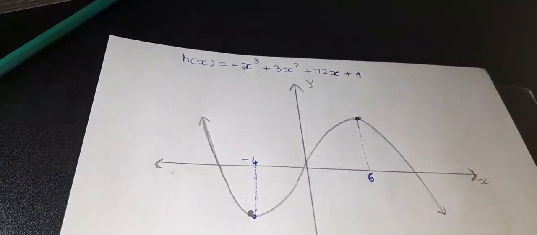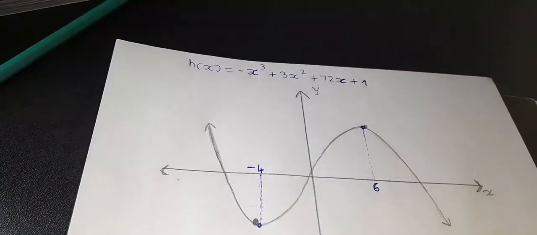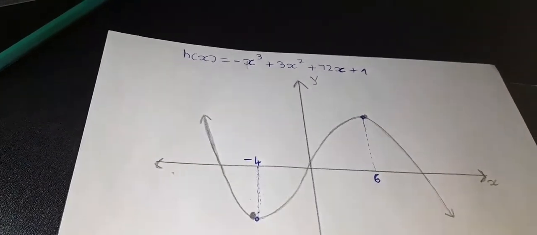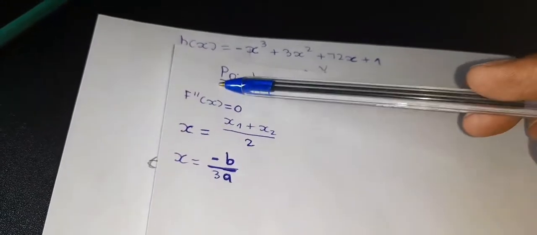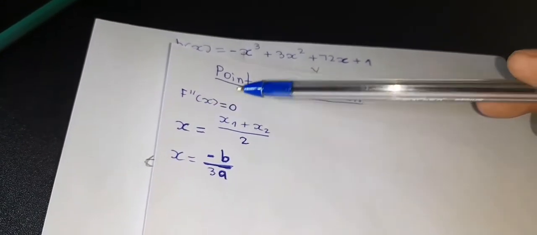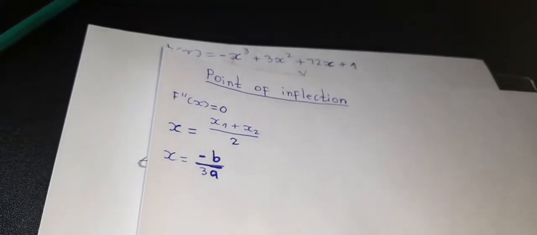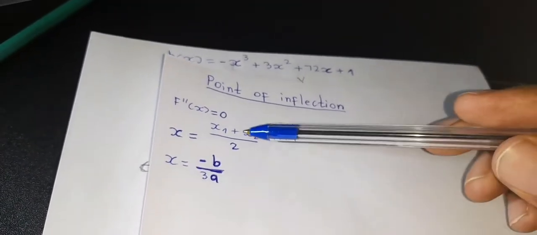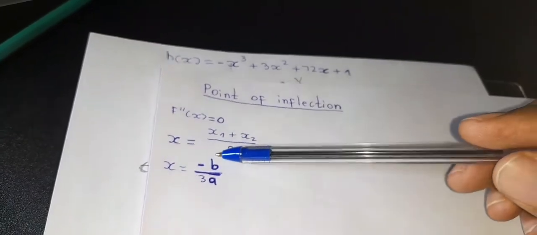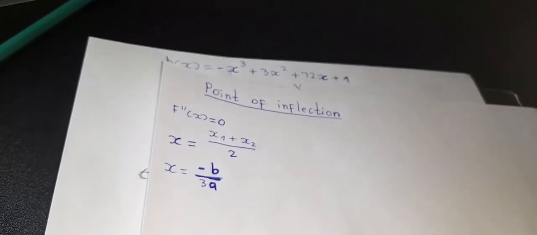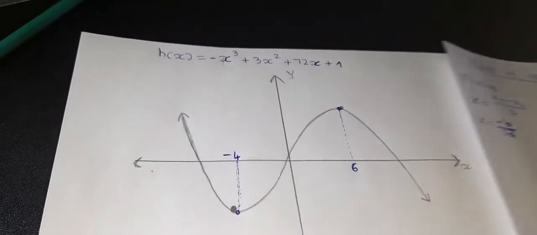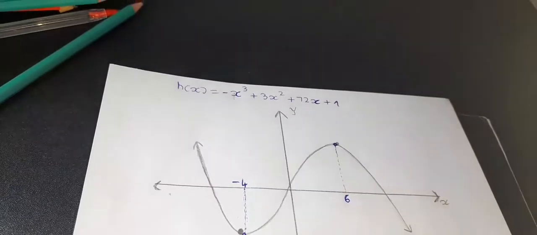And these are the three ways you can calculate the x coordinate of the point of inflection. The common one is this: the second derivative, you equate it to 0. Or if you know the x coordinates of the turning points, you can use this formula here, and you can also use this formula here if you're given the equation. So let's calculate the point of inflection of this curve, and let's use the first one there.